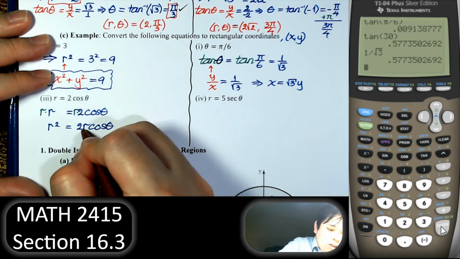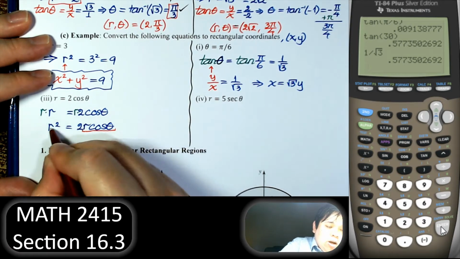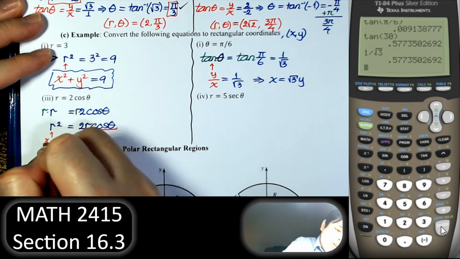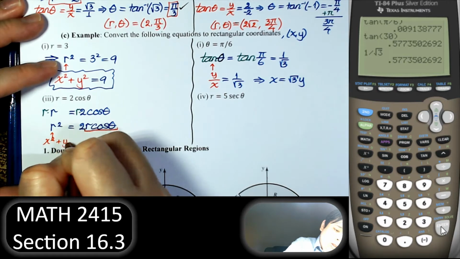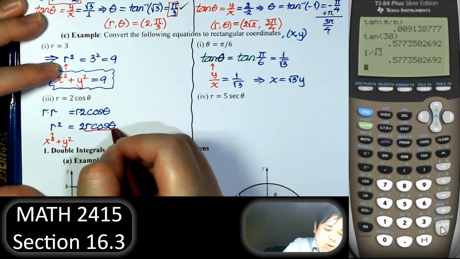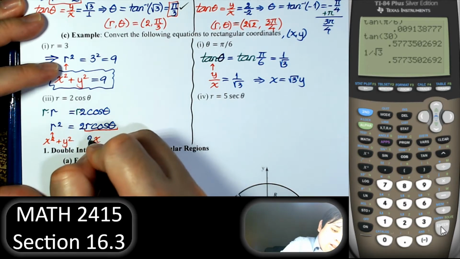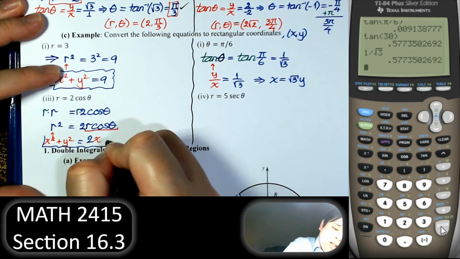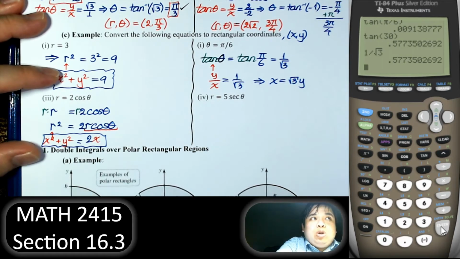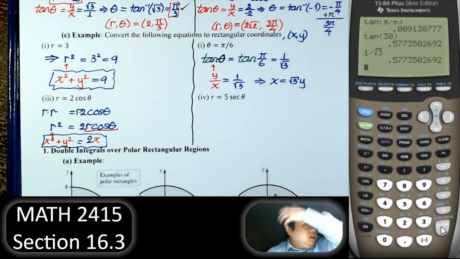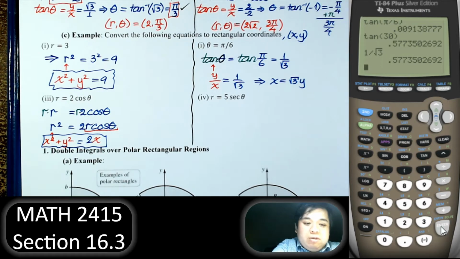And next, r squared is x squared plus y squared, and r cosine theta is going to be x. And that is an equation that has only x and y in it. X squared plus y squared equal to 2x. We can move everything to one side and complete the square, which will give us the equation of a circle. But like I said, if we have x and y in it, that's good enough.